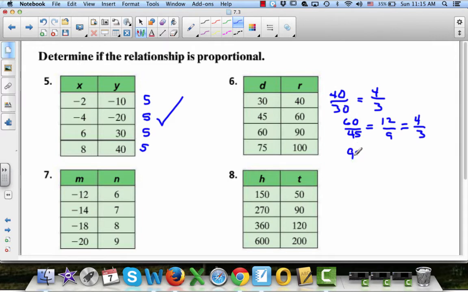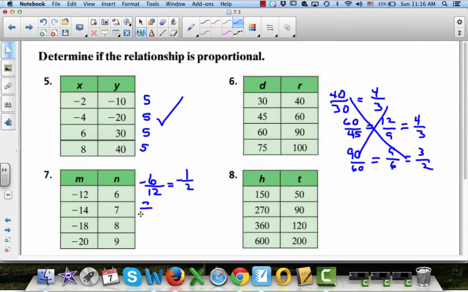And then we've got 90 over 60. Both those are divisible by 10, so that's 9 over 6. And both those are divisible by 3, which gives us 3 over 2. So that means that one is not proportional because 4 over 3 and 3 over 2 are not the same. Then we come over here, 6 divided by negative 12. 6 over 12 gives us negative 1/2.